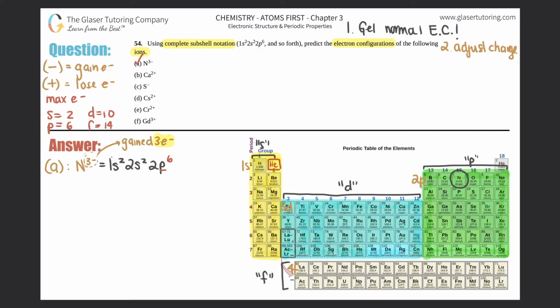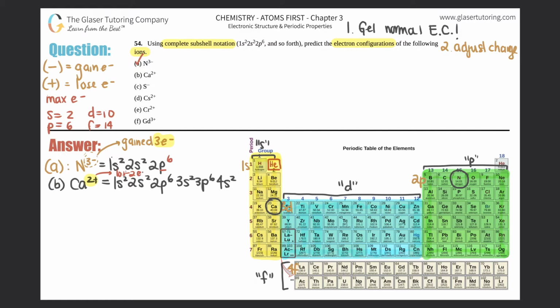Now let's try B. B is Ca2+. First write it for just calcium, and calcium is over here. We got to start at 1, get all the way to 20, and then adjust the charge. So 1s2, 2s2, 2p6. Now we're over here, so that's 3s2, 3p6. Now we're over here. I have to cross both boxes to get to calcium. So that's 4s2. Now, the plus 2 tells me that I lost 2 electrons.